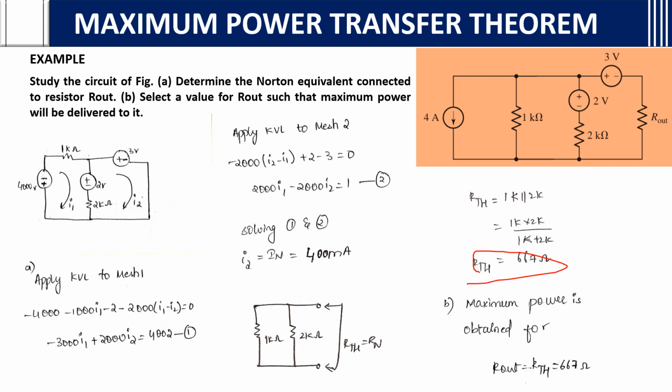Whatever the RTH is, that is where maximum power can be transferred, so R out will be equal to RTH. Whatever RTH you get will be the resistance required for the load resistance so that maximum power can be obtained. You write the same value, and you write the sentence: maximum power is obtained when R out equals RTH. Okay, this is the answer.